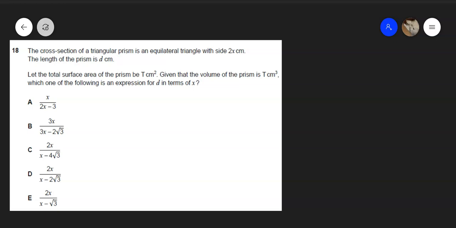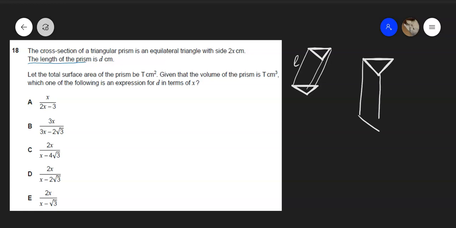When I looked at this problem before recording the video, I assumed the general case when the prism is not right, or we call it an oblique prism, like that. And of course that case wouldn't work because we don't have enough information about the height of the prism. It's not very clear to me what is meant by the length of the prism. The way I view the length is the length of the side, whereas in this question I think the authors meant the right prism, like this.